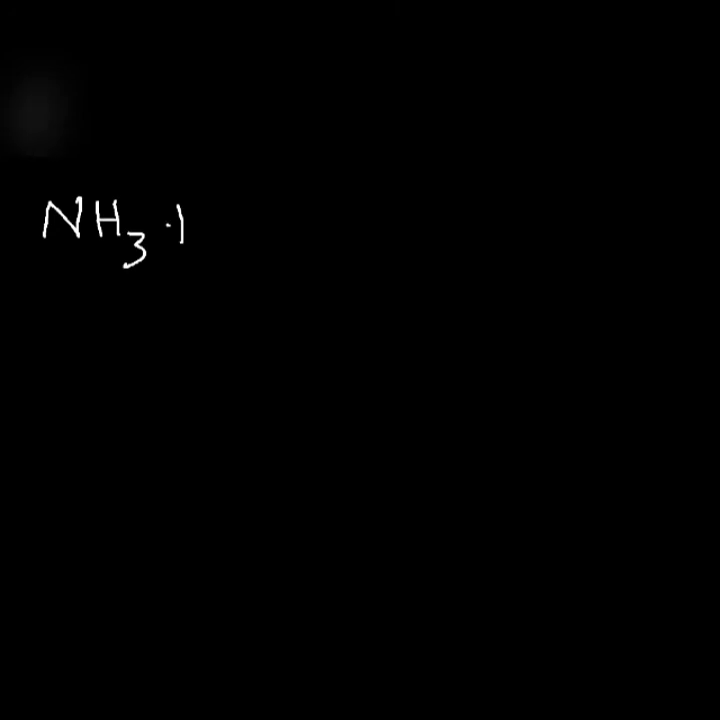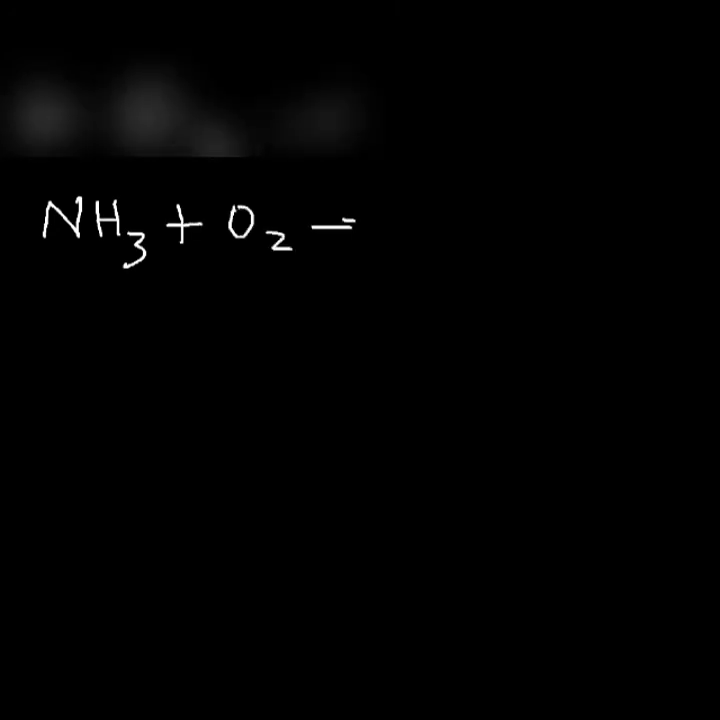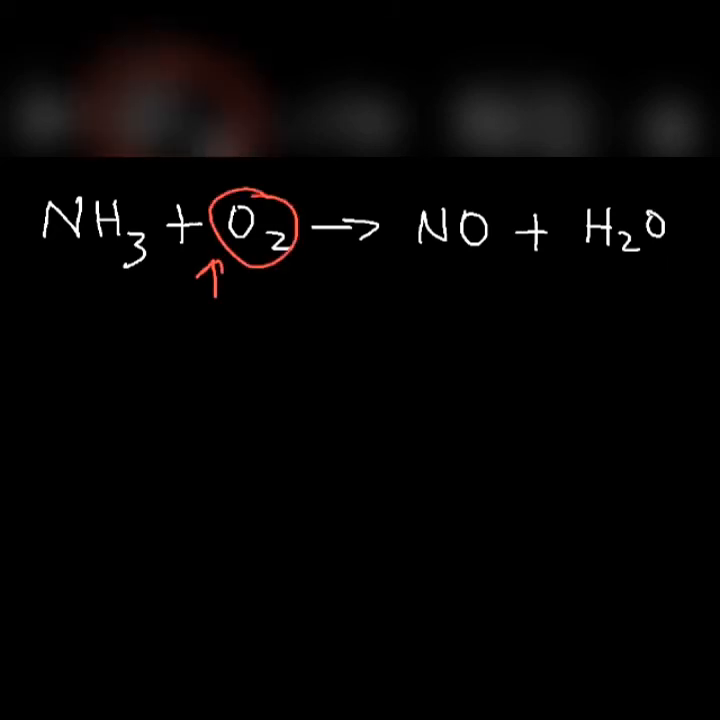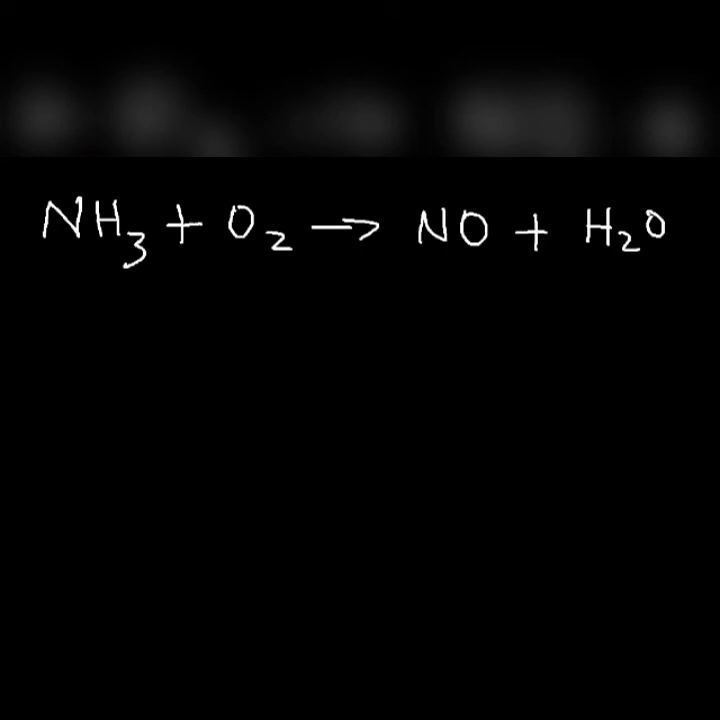Let's try another example. Ammonia plus oxygen gas produces nitrogen monoxide and water. So what can we do to balance this reaction? So it appears as if the nitrogen atoms are balanced. We have one nitrogen atom on both sides. The hydrogen atoms are not balanced. We should save oxygen for last because we can always modify it since we have O2 by itself as a pure element. So let's not worry about oxygen for now.